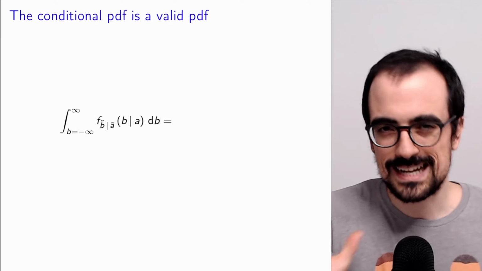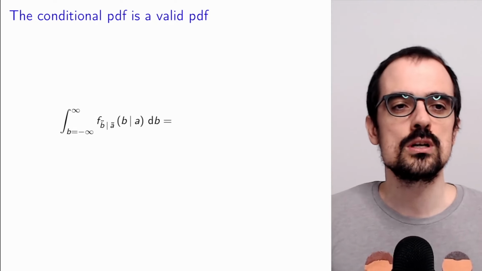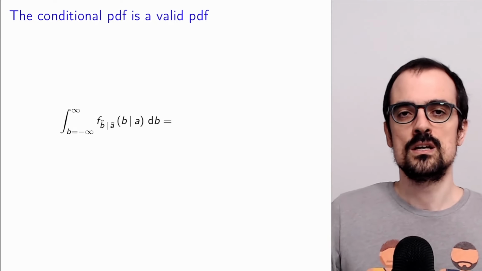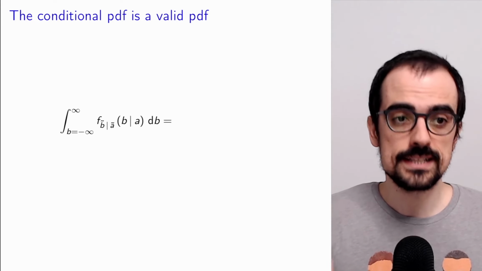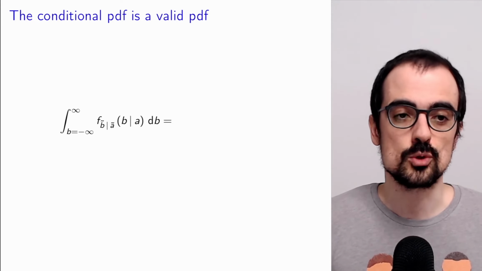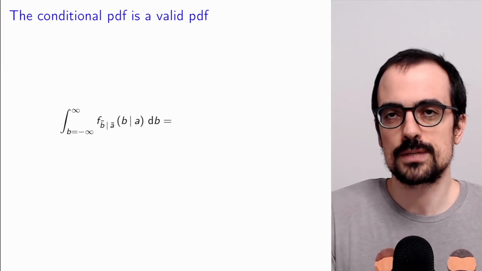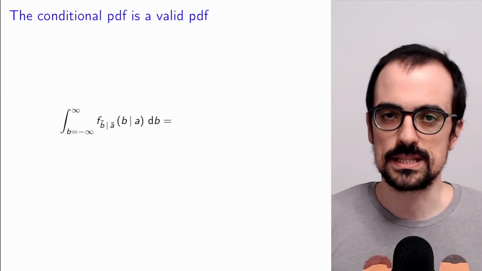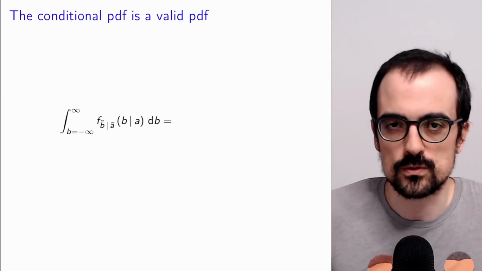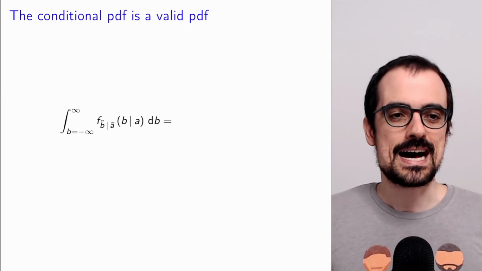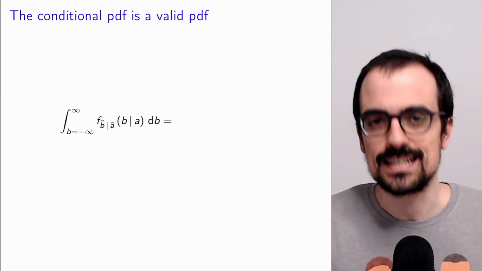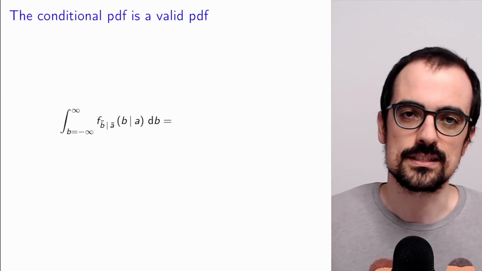So we have kind of already proved this, but let's make sure. Is the conditional PDF a valid PDF? It's a density, right? It's going to be non-negative because it's a joint PDF divided by the marginal PDF. Those are 2 non-negative quantities, so of course it's going to be non-negative. Now we want to see whether it's a valid probability density in the sense that it integrates to 1.